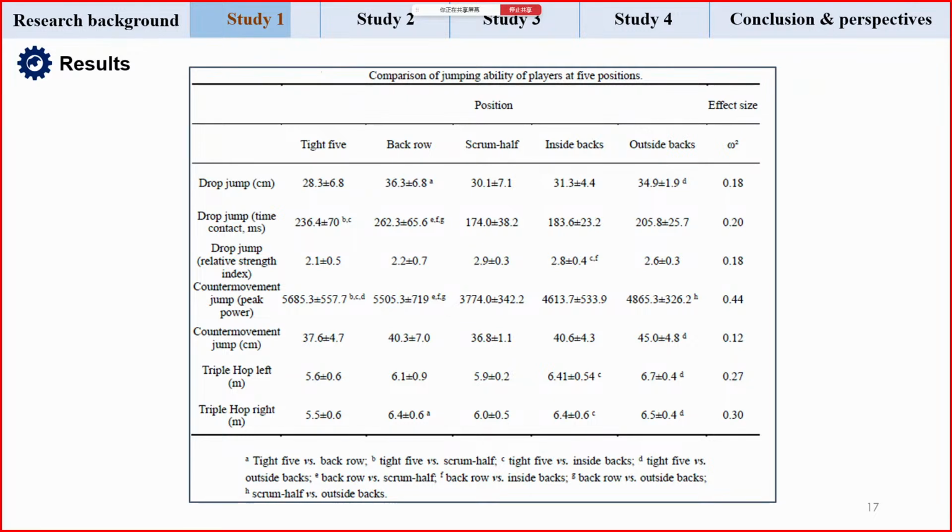Based on the jump test results, Type 5 had the highest counter movement jump peak power. This indicates that they possess greater lower body strength and explosive power. On the other hand, the outside backs had the longest triple hop distance, indicating superior horizontal explosive power and coordination.